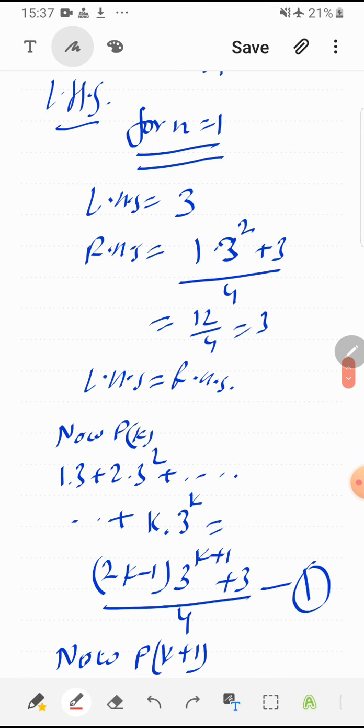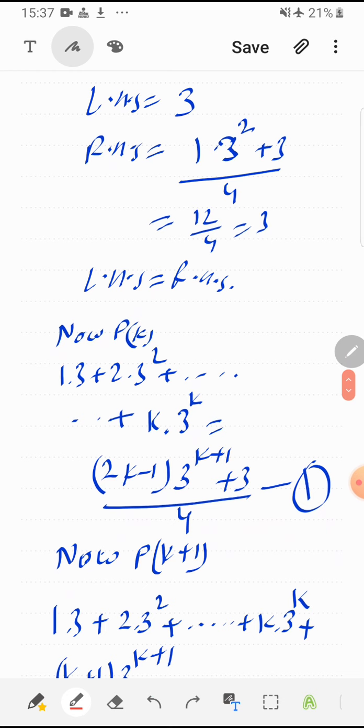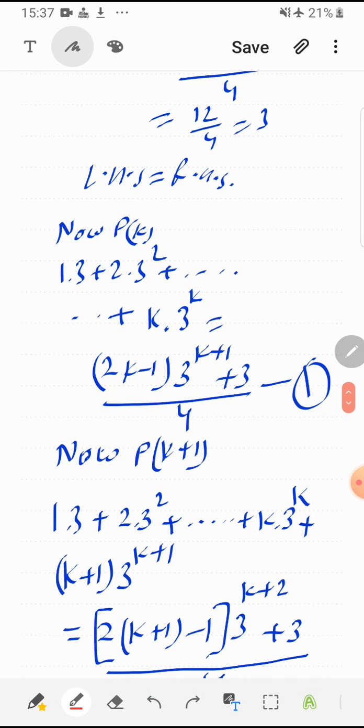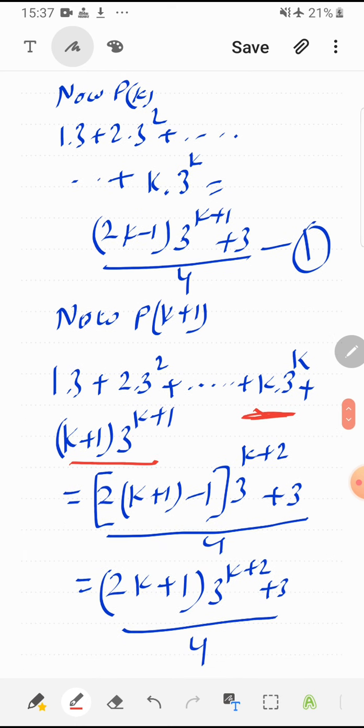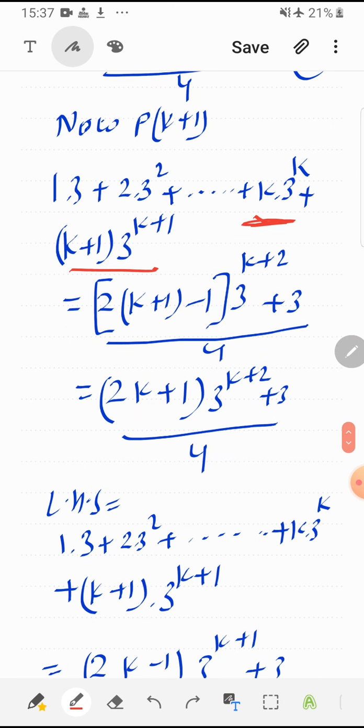Now again let us suppose P of k is true. That means instead of n we are putting k everywhere, so that the statement becomes like this. Now a very important and very careful step, P of k plus 1. So write the first term, second term, kth term and then the k plus 1th term, and carefully write k plus 1 in the right hand side. Replace n with k plus 1 and put the bracket here. Without the bracket you are obviously going to commit a mistake. So put the bracket here, open the bracket, simplify the right hand side a little bit. So we have to prove the left hand side is equal to this right hand side.